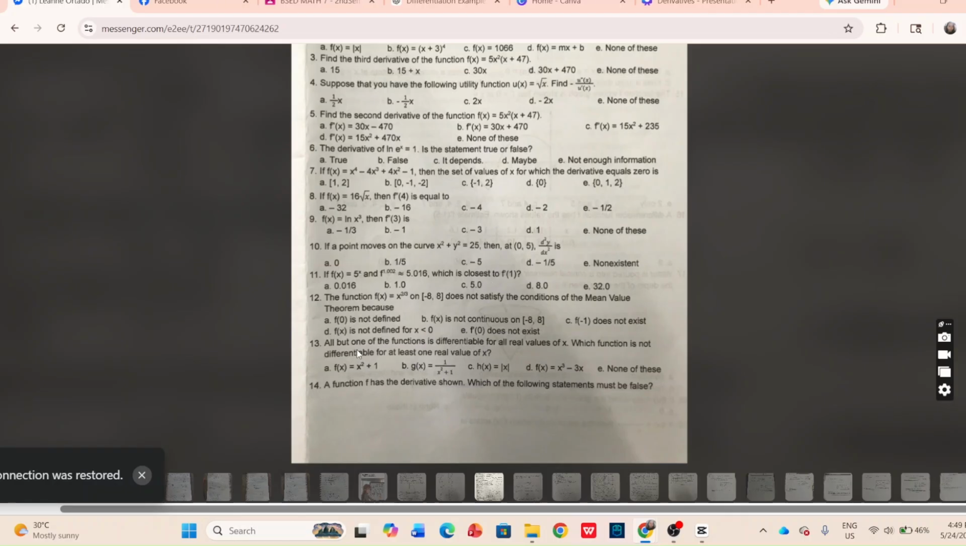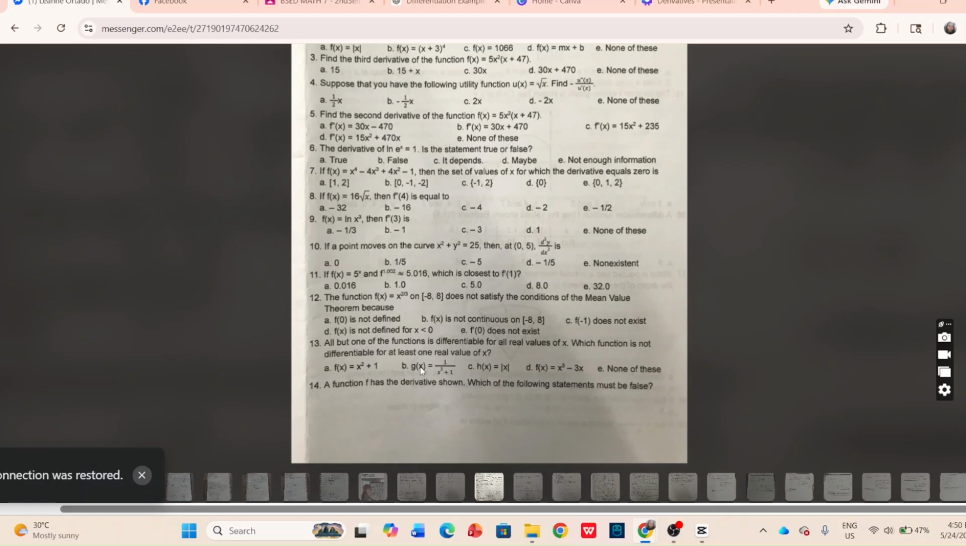Number 13. All but one of the functions is differentiable for real values of x. Which is not differentiable for at least one real value of x? So the correct answer for number 13 is letter C, which is h of x equals the absolute value of x, because it is not differentiable at 0.